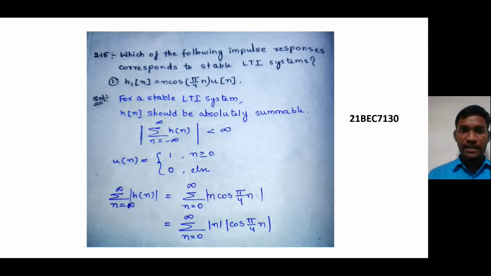Sorry for the delay. Let us consider this as the unit step function. For a unit step function, the value of u of n is equal to 1 when n is greater than or equal to 0. If such is not the case, the value of u of n is 0. So from here, we can conclude that as the given impulse response is n cos(pi by 4 n) u of n, the value of u of n becomes 0 if n is less than 0.